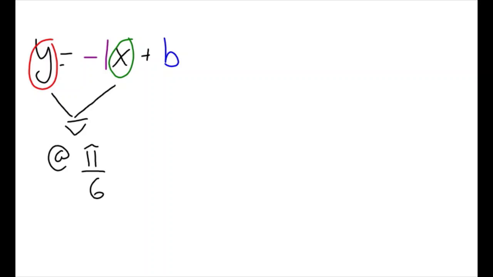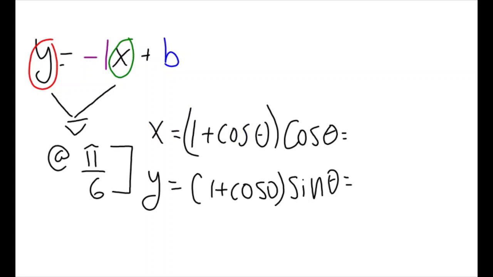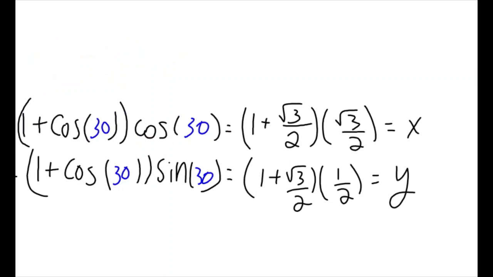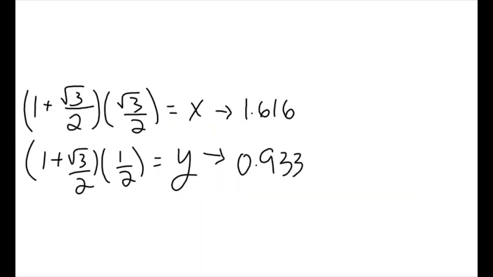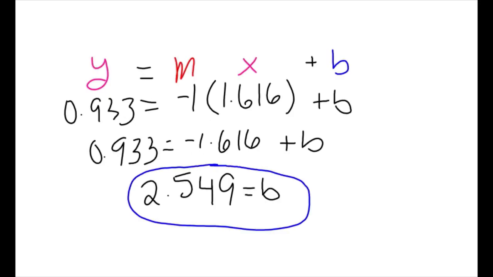Now that we have the slope of our tangent line, we need to solve for our y-intercept. To do so, we first have to solve for what y and x equal at our point of tangency, pi over 6. Using our parametric equations, we plug in 30 degrees for every instance of theta. So that x equals 1 plus square root of 3 over 2 times square root of 3 over 2, and y equals 1 plus square root of 3 over 2 times 1/2. The decimal values of these points are approximately 1.616 for x and 0.933 for y.